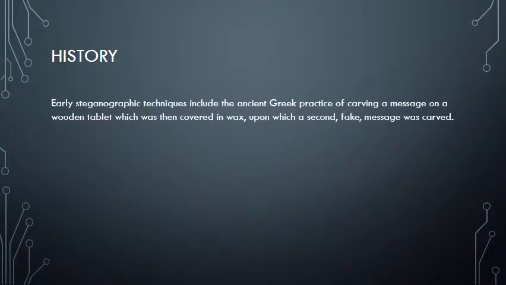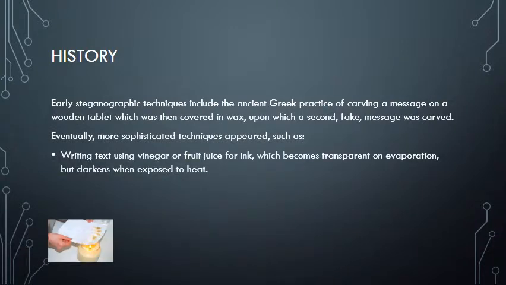Early steganographic techniques include the ancient Greek practice of carving a message on a wooden tablet, which was then covered in wax upon which a second fake message was carved. In fact, the word steganography originally referred to this very practice. Eventually, more sophisticated techniques appeared, such as writing text using vinegar or fruit juice for ink, such as lemon juice, which becomes transparent on evaporation but darkens when exposed to a flame.